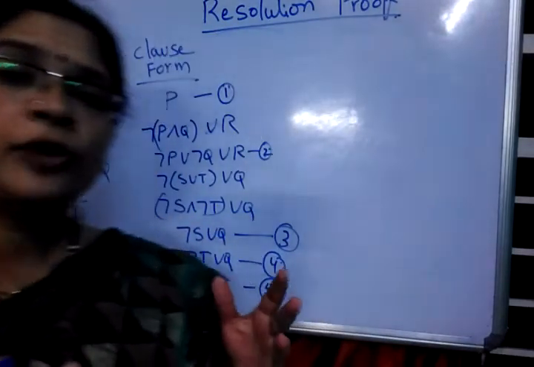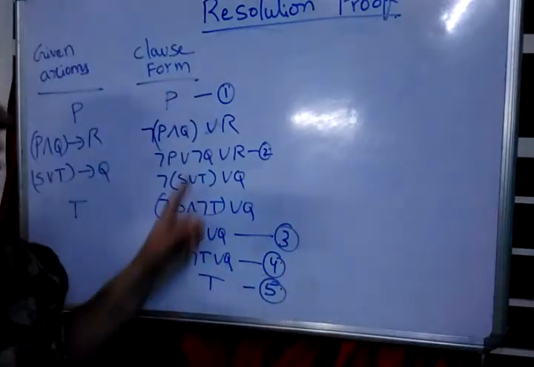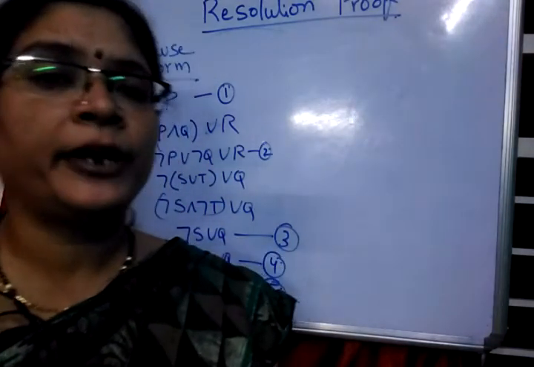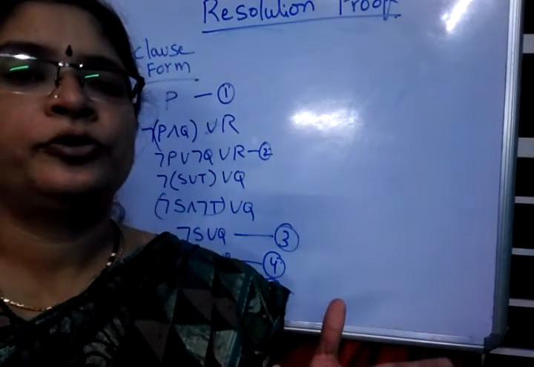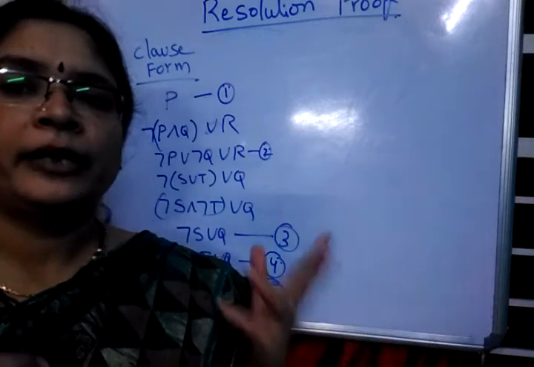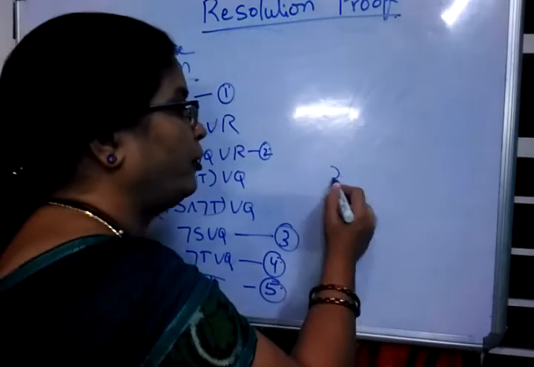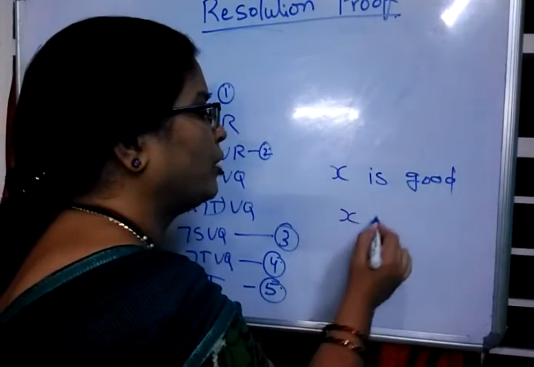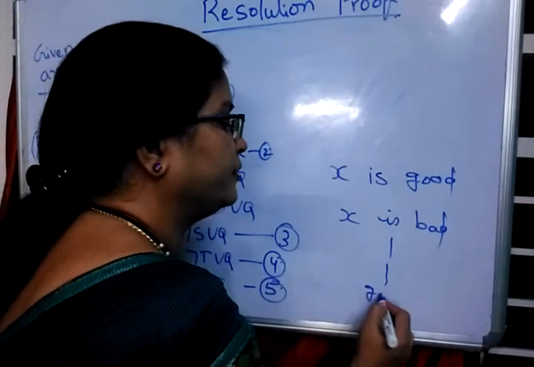Okay, now I want to start the proof. I have to resolve those things. How can I resolve these things? First of all, I have to start with the 2. In the previous resolution algorithm explanation, I already told that whenever you want to prove anything, suppose I want to prove that x is good, where do I have to start? I have to start with x is bad. And finally, I have to prove that x is good.